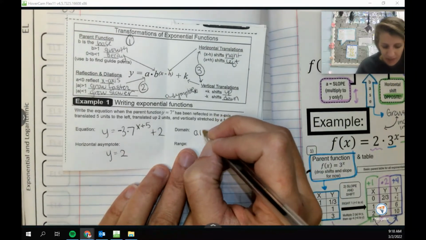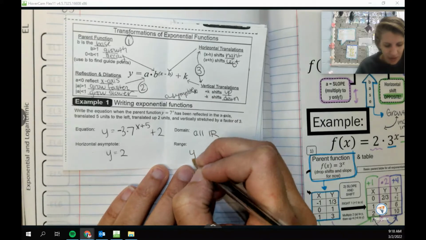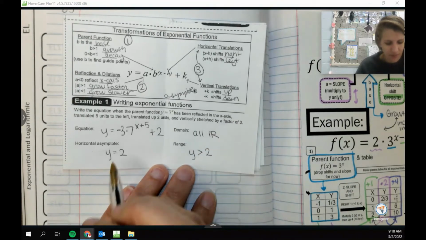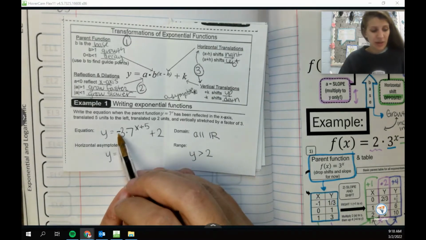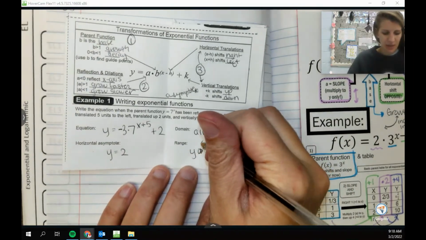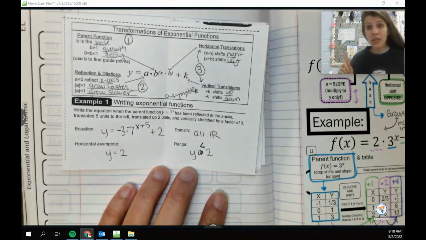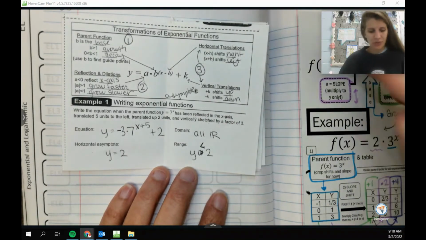Feels like my domain is always going to be all real. And then range is going to be y is greater than 2. Oh my goodness, no, not greater than. I spoke too soon. We got flipped, so less than. But always 2 because it is based on your asymptote.